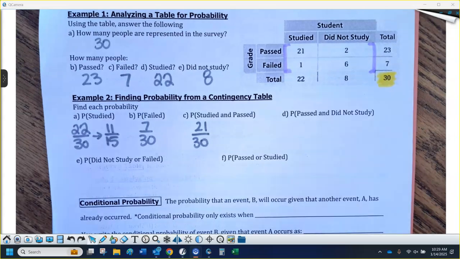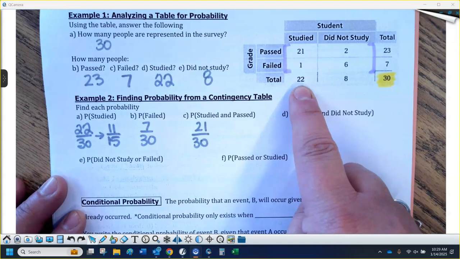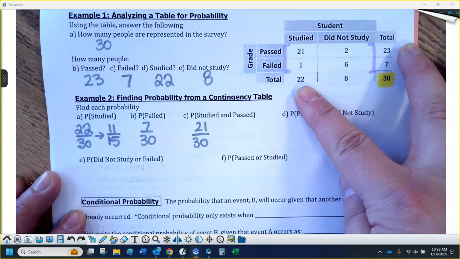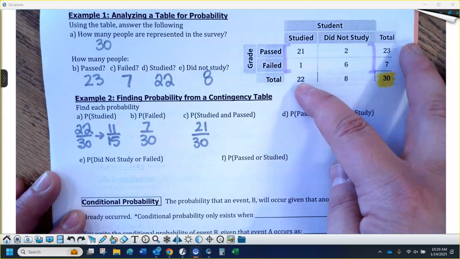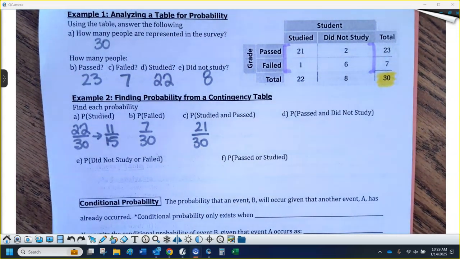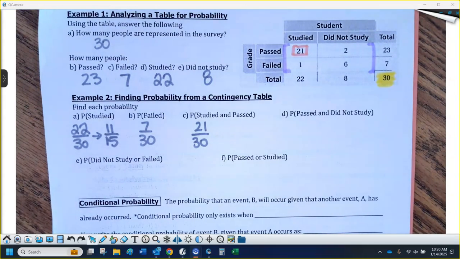Okay, so basically there's an intersection here. Like if I just did the people that studied, we could do all 22 people that studied and the 23 that passed, add those together, and then subtract the overlap. But if it says they studied and they passed, you just have to look for that place. Let me grab a different color highlighter. Just look for that overlap on the table. Those are people that fall into both of those categories. They studied and they passed. So that would be the 21 out of 30, the total number of people.